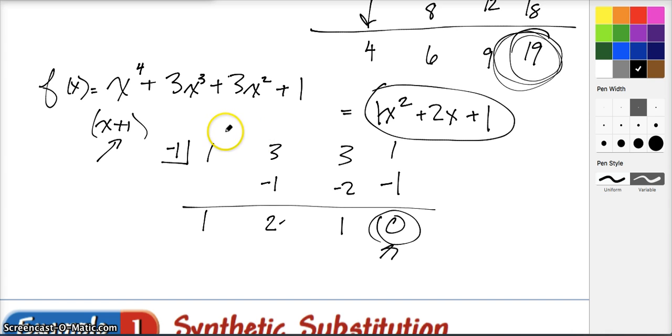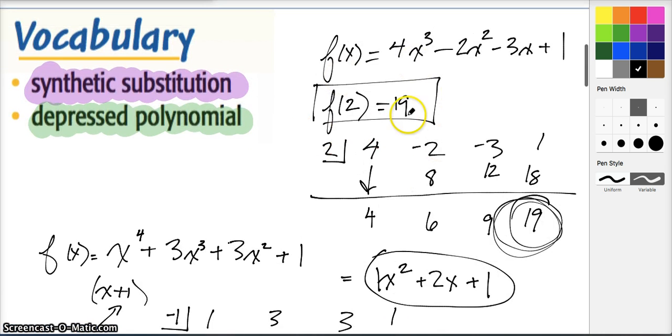Here's what I want you to see though. Basically, x plus 1 is a factor of this polynomial. Since x plus 1 is a factor of this polynomial, it makes sense that when I put a -1 in, let's think about it in terms of substitution.